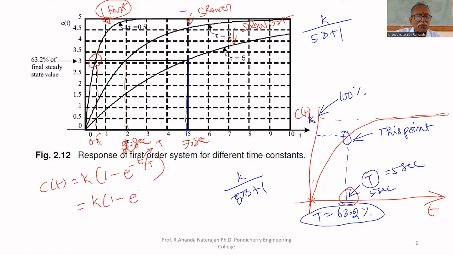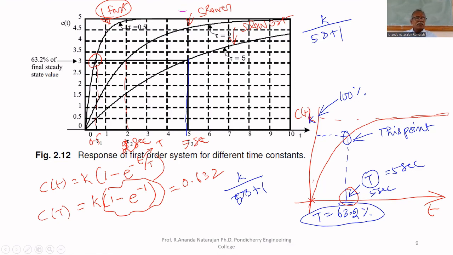K multiplied by 1 minus e power minus 1. Am I correct or not? 1 minus e power minus 1 equals 0.632. From this we got the definition. When t equal to tau, you will get C of tau, the output equal to 0.632 times k. K is the final value.